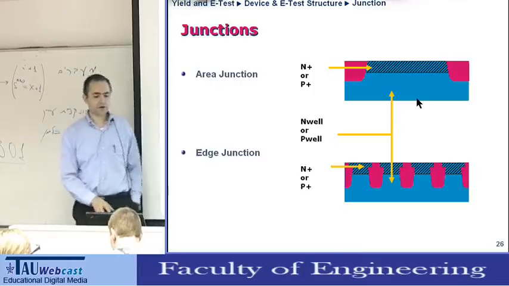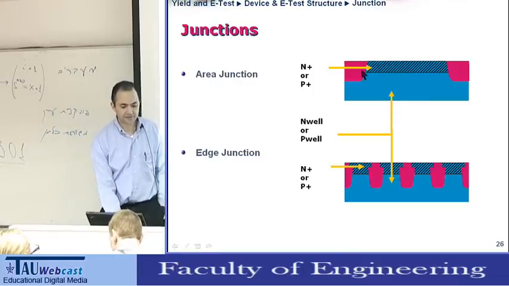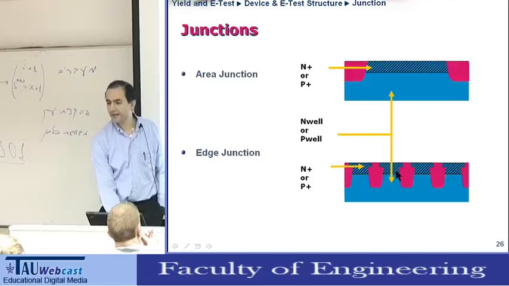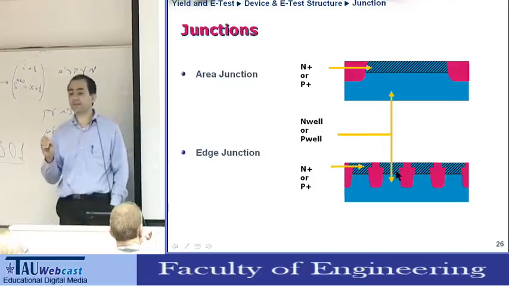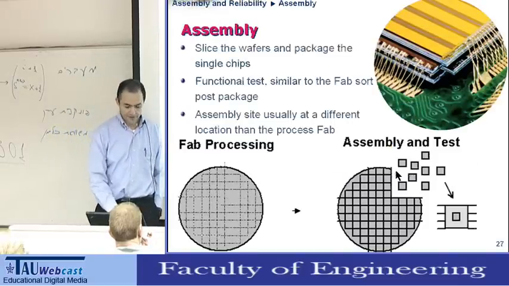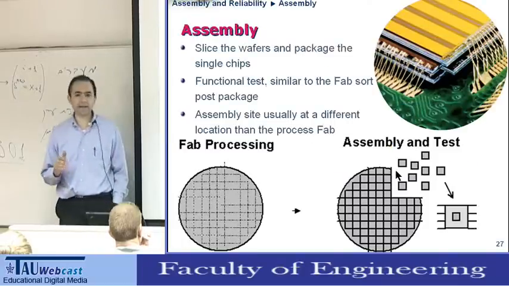Junctions. In the same way as capacitors, we have area junctions and we have edge junctions, because in real life there are a lot of transistors which have edges, and we want to make sure there is no systematic problem with edges. Any questions on electronic testing?